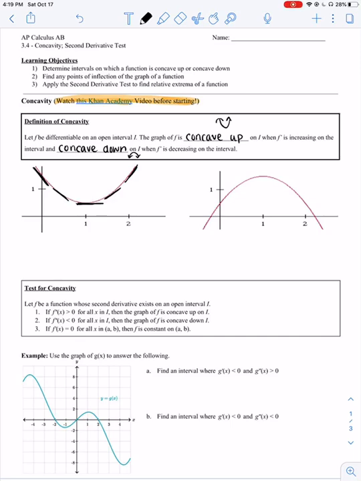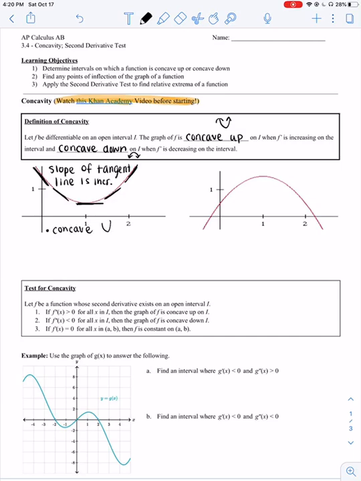The slope of the tangent line is increasing from left to right. Let's just abbreviate. Increasing. That's a weird abbreviation. So it started off negative, and then it got less negative, it turned to 0, and then it became positive. So this is an example of concave up.